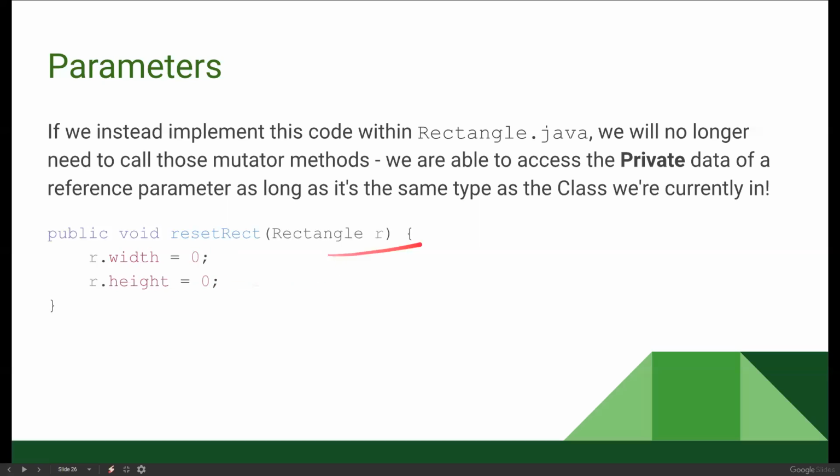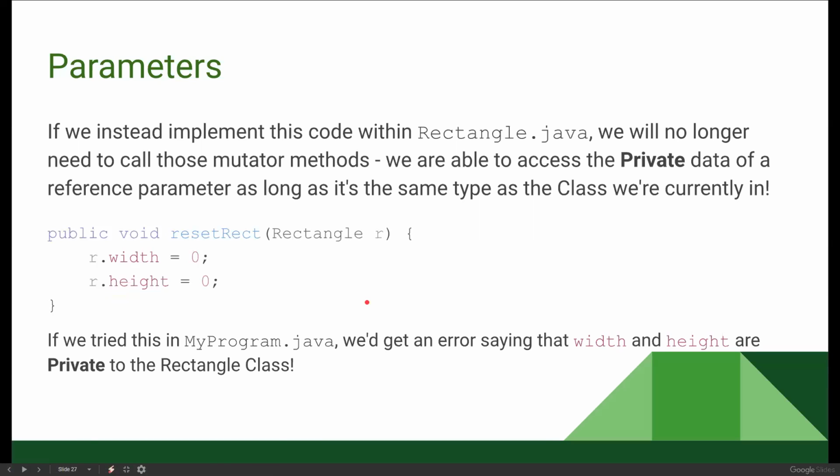Now, this only works if I'm in the rectangle class. If I try to use this notation outside of the rectangle class, I'm going to run into an error because those are both private and only have access within the rectangle class. So if I try to access them from outside in this manner, we're going to hit an error. Like I said, if this notation was tried in myprogram.java, we would get an error saying that both of those instance variables are private to our rectangle class.